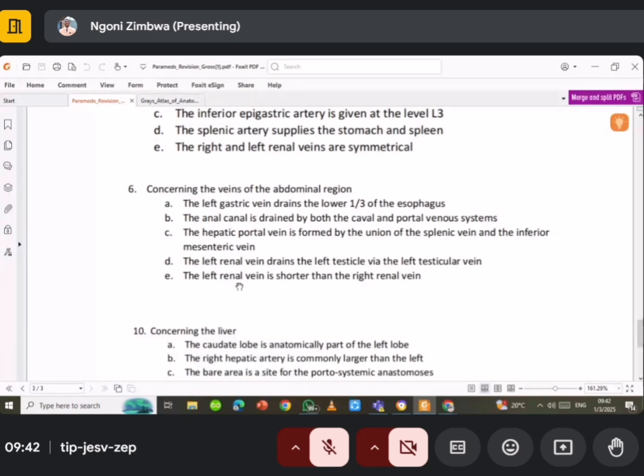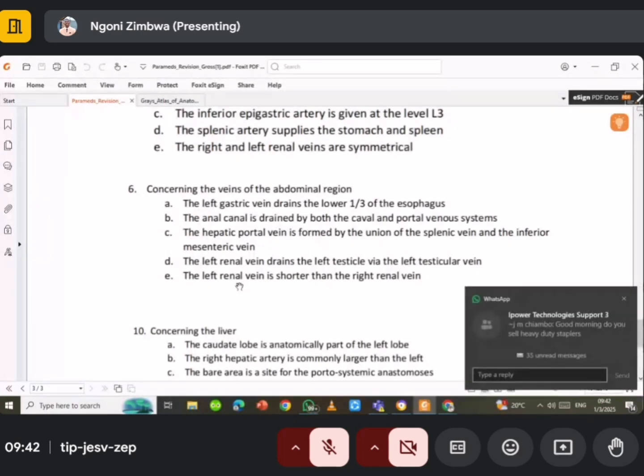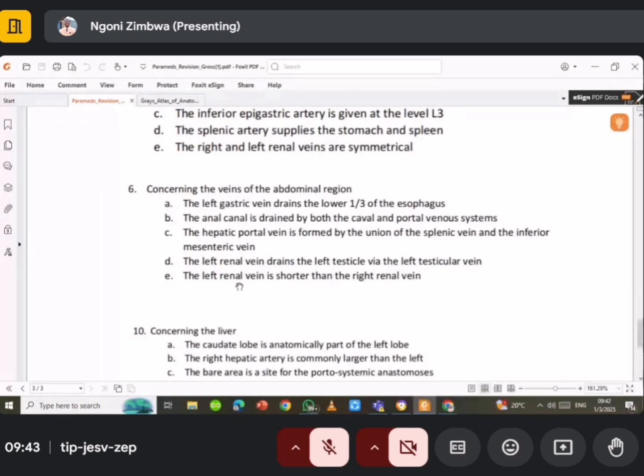Right, so take note. Behind the body of the pancreas, you have the splenic vein joining the inferior mesenteric vein, right? Then behind the neck of the pancreas, you have the splenic vein, which has received a tributary of the inferior mesenteric vein, joining with the superior mesenteric vein, forming the hepatic portal vein. And it is the hepatic portal vein that will supply about 75% of blood to your liver.